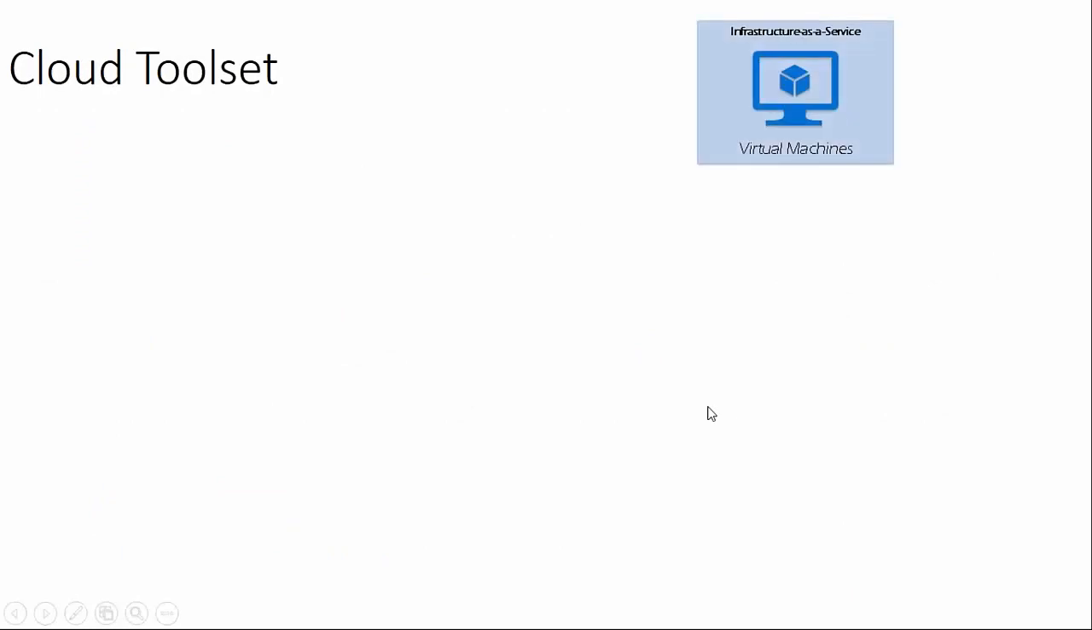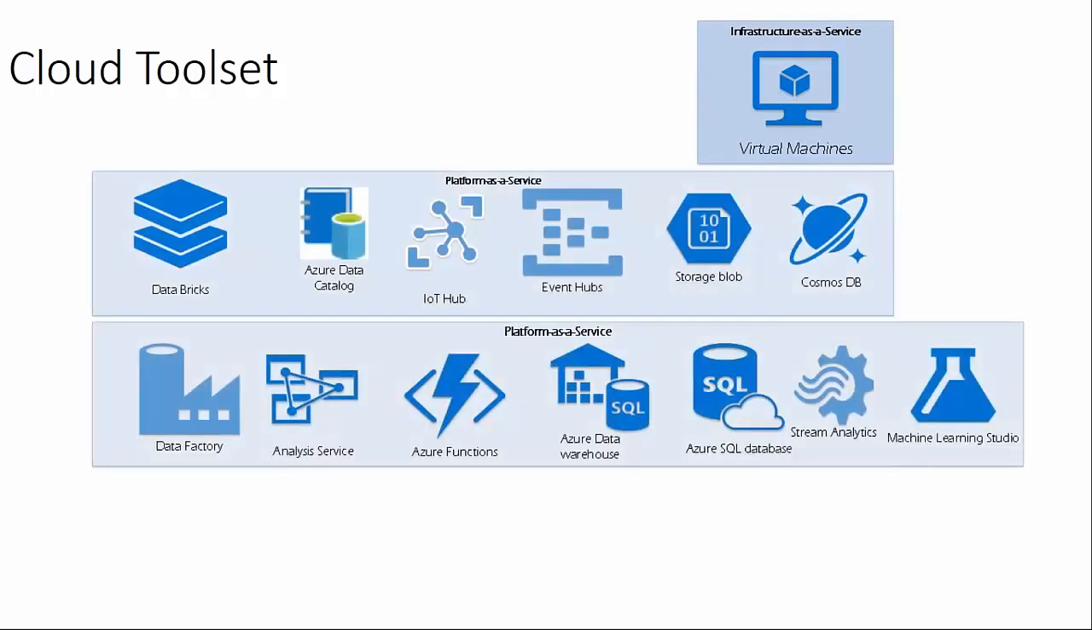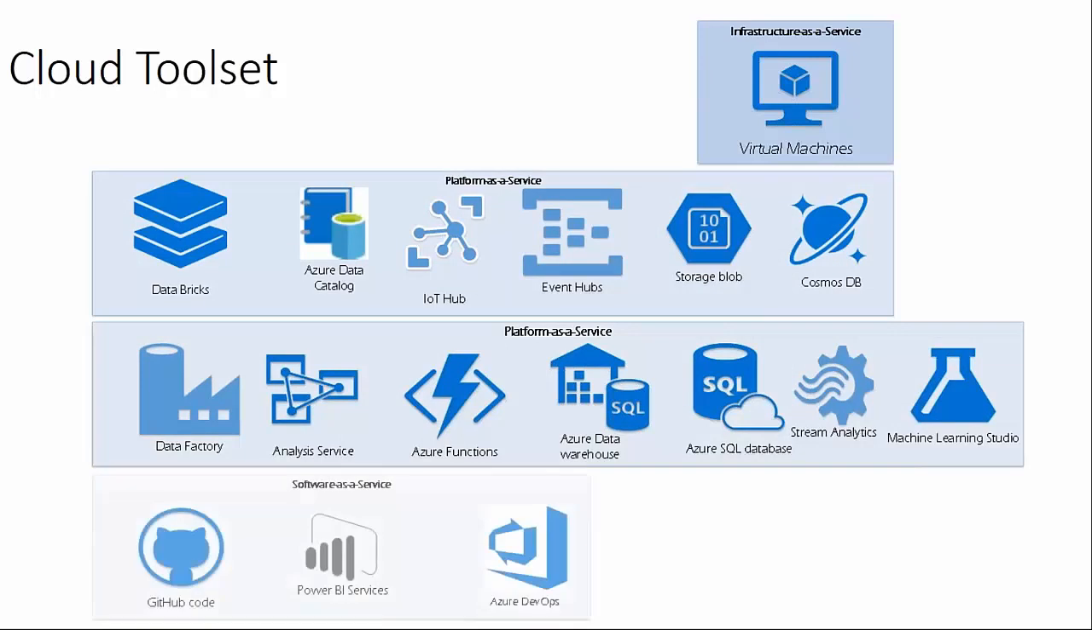If you want to group them in the different cloud models, you can see that VMs are a really good example of infrastructure as a service, as well as HDInsight with Kafka. But when you talk about platform as a service, the offering is the largest one, okay? And within software as a service, examples, as I said before, are Power BI service, Azure DevOps, GitHub Code, or Office 365. Artificial intelligence as a service: Cognitive Services.